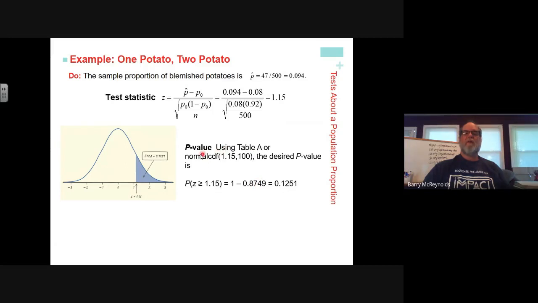Or if you remember, you can use the normal CDF calculation on your calculator. You might get a slightly different value here, but it won't be significantly different. So our p-value here is 0.125.